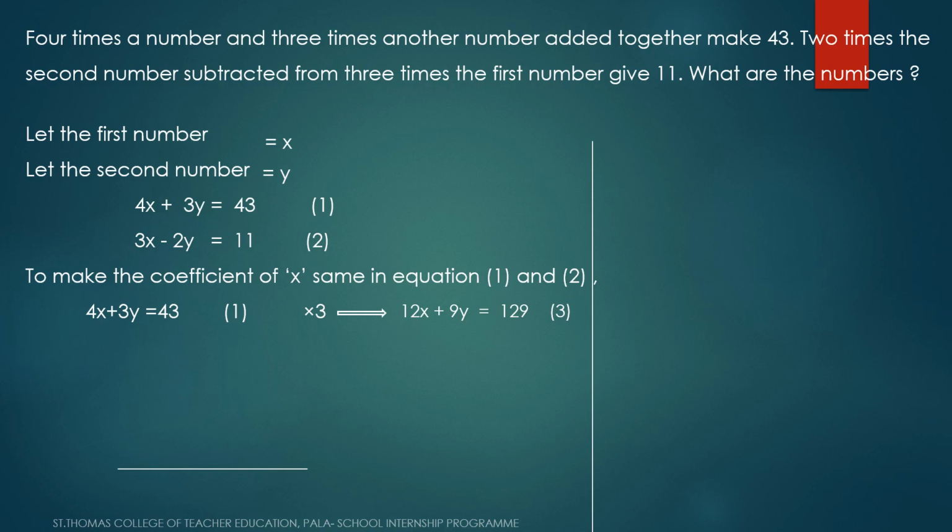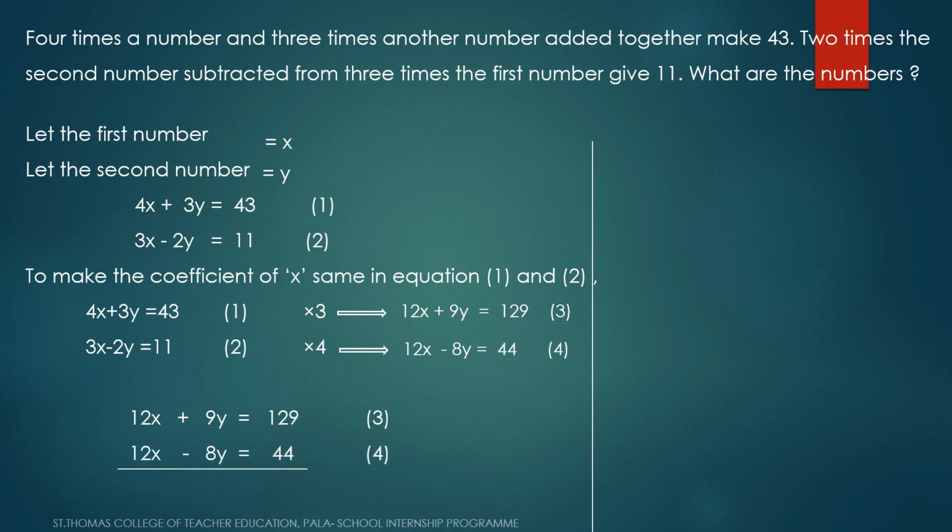What about equation 2? Which number should you multiply? Good, by 4. And what do you get? 3x into 4 is 12x. 2y into 4 is 8y. 11 into 4 is 44. So what do you get? 12x minus 8y equal to 44. And we call this equation 4. Good. Now, which two equations are we considering then? Good, 3 and 4. So we are rewriting 3 and 4 together.